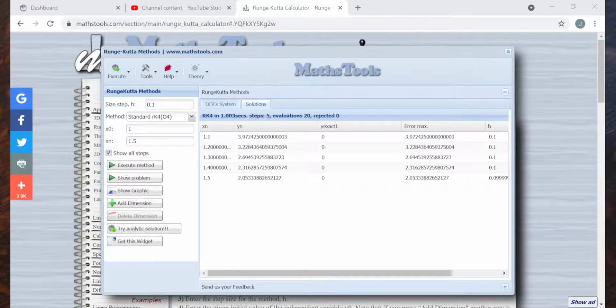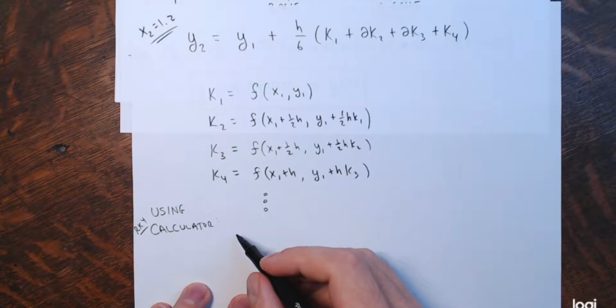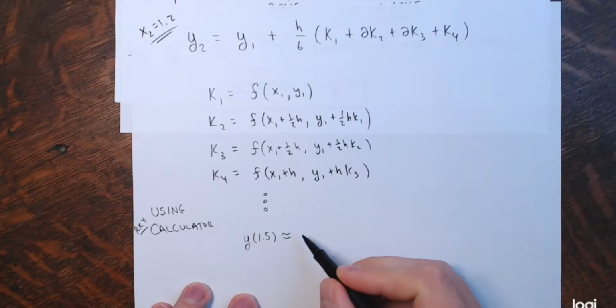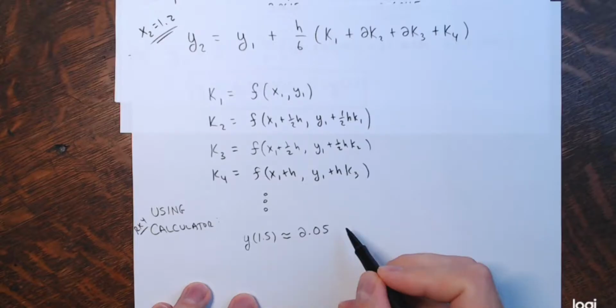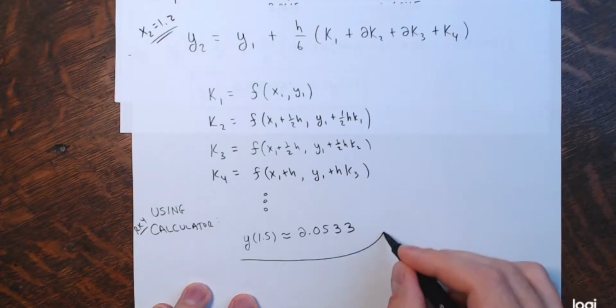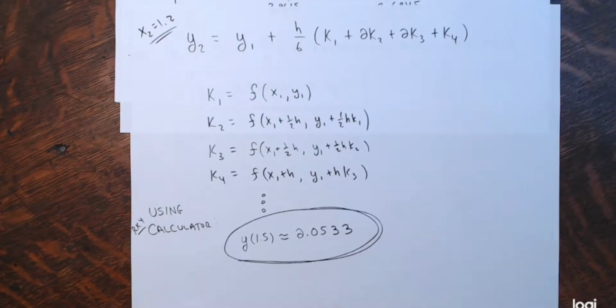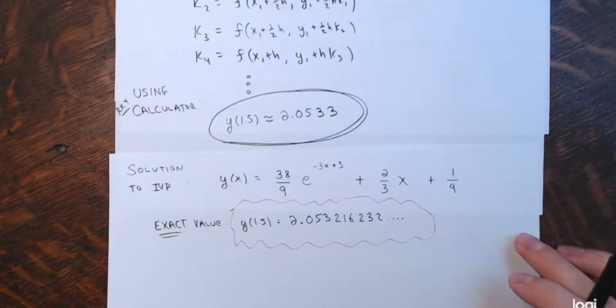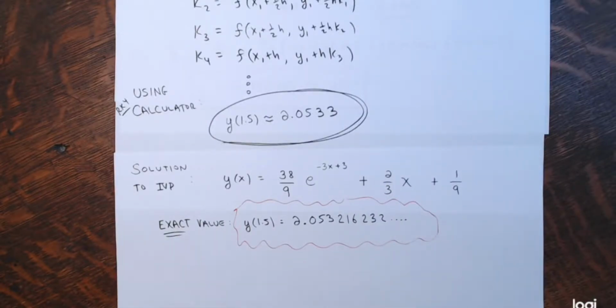But using an RK4 calculator, again at that mathstools.com, the value of y at 1.5 is approximately 2.0533 if I round to 4 decimal places. Now let's compare that to the exact value. Remember, at the very beginning of the example, I stated the exact value, the actual solution to the initial value problem, the actual solution curve.